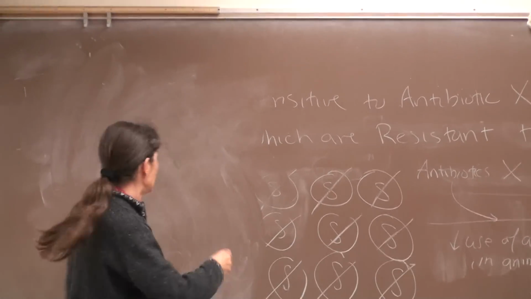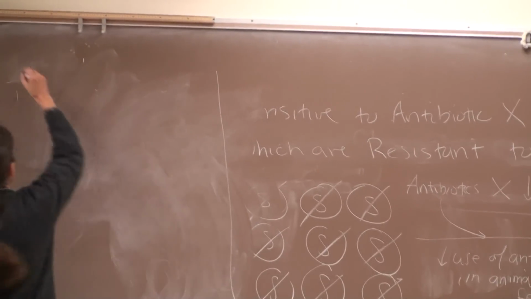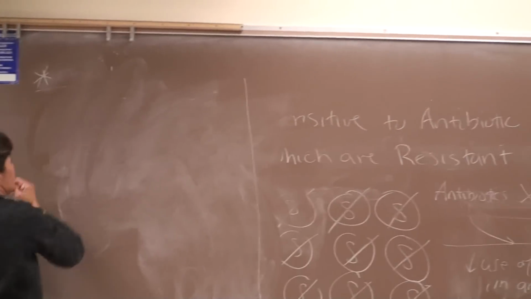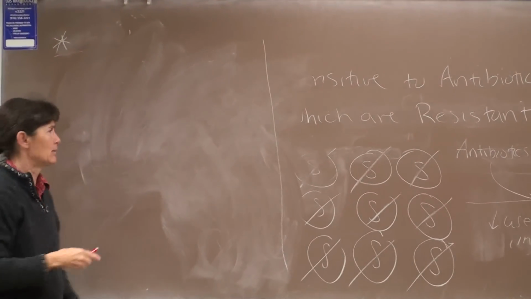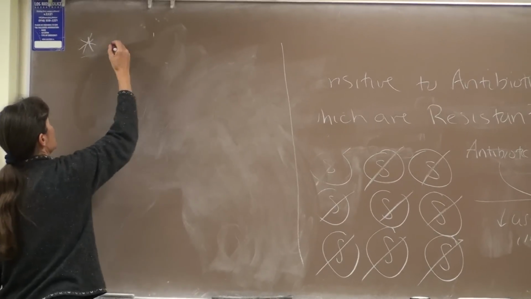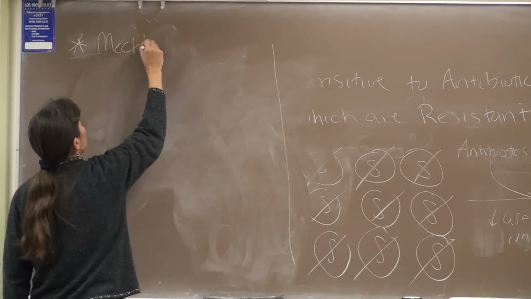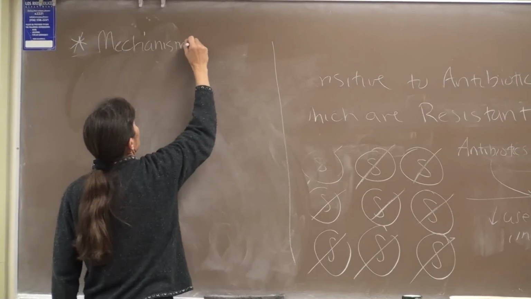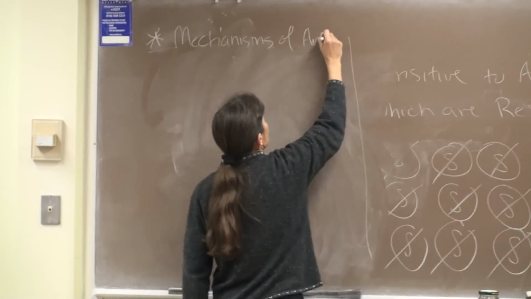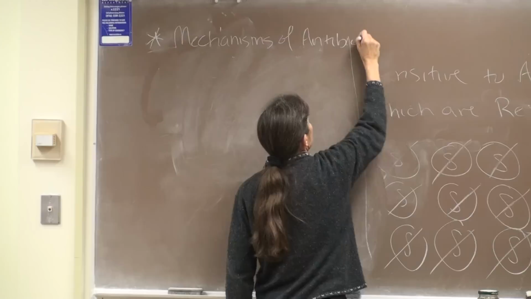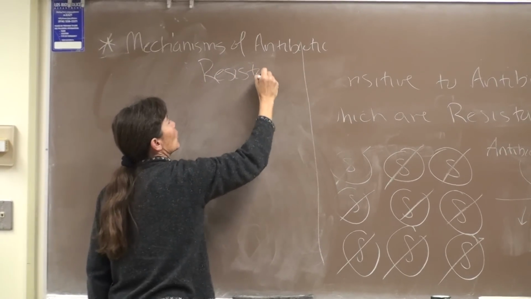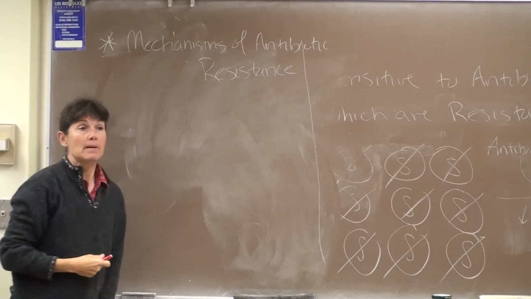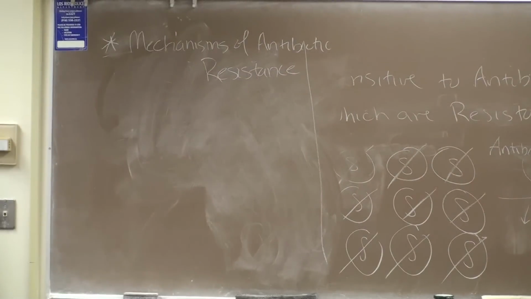Okay, so we're going to start with this because this is one I definitely would like you to know for the exam. Maybe it'll be on the short answer section, I'm not sure yet, but I really want to make sure you guys understand this. So, mechanisms of antibiotic resistance. And when I say mechanism, I mean, exactly at the molecular level, what is happening that permits bacteria to grow in the presence of antibiotics.